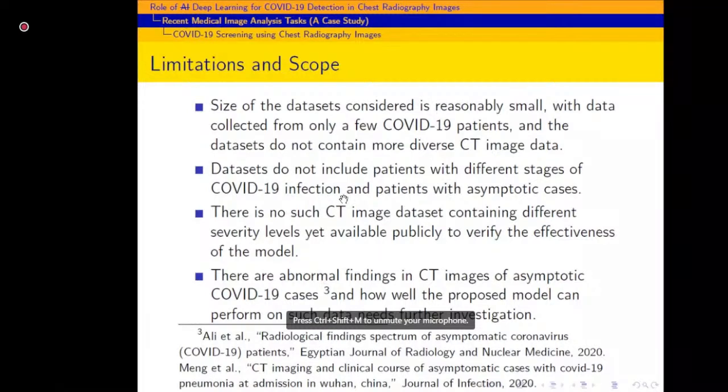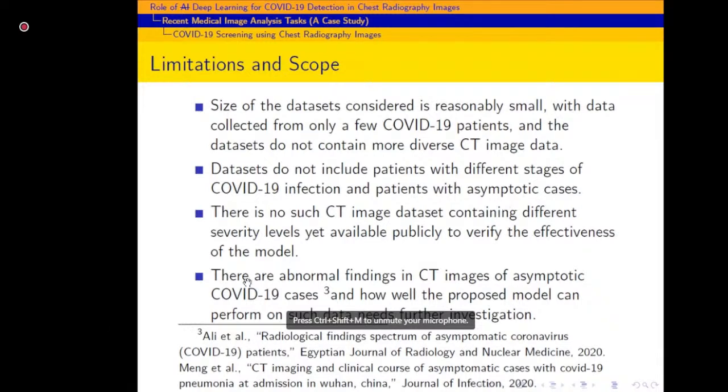Right now, there are a few data sets available, just released, where you will find the different stages of COVID-19, which is actually important, and patients with asymptomatic cases. These are the points we would like to check our model on in future, whether our model performs well with these asymptomatic cases or not, because it's very, very important.